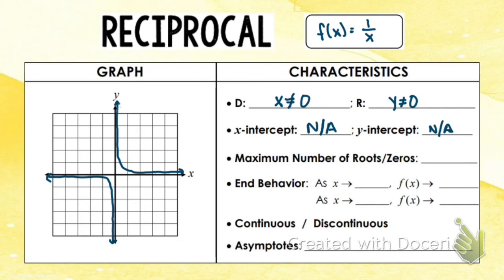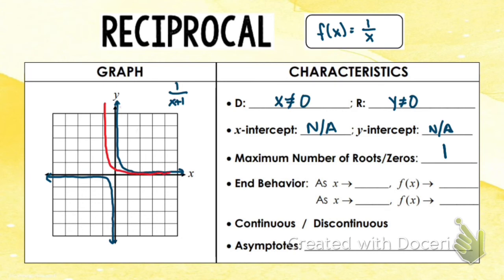The maximum number of roots or zeros would be 1, and that is only because if we were to change the function to be 1 over x plus 1, then it would shift. I'm going to use a different color. It would shift to the left one, so it would be like this. But that's not a good option.